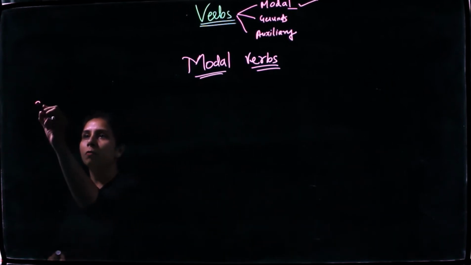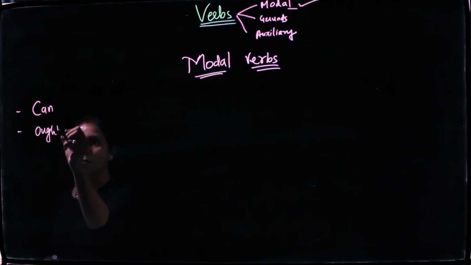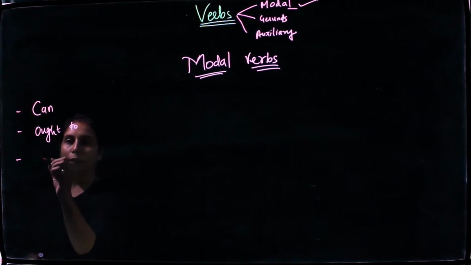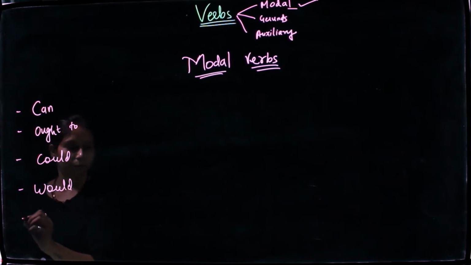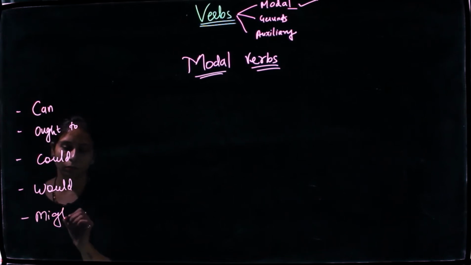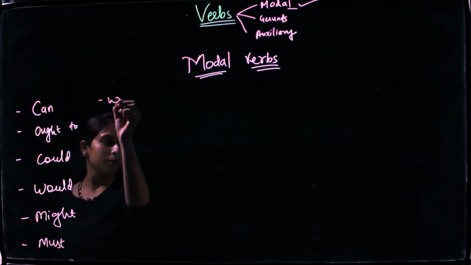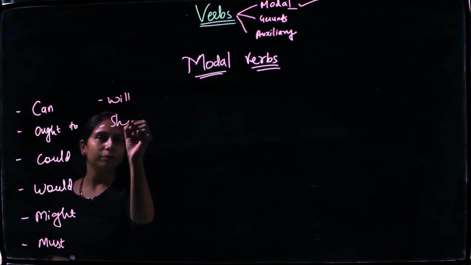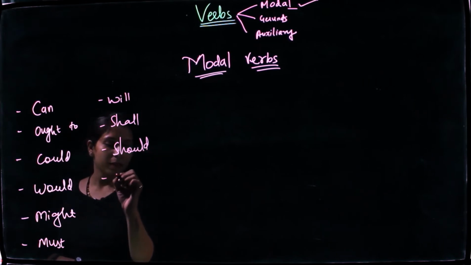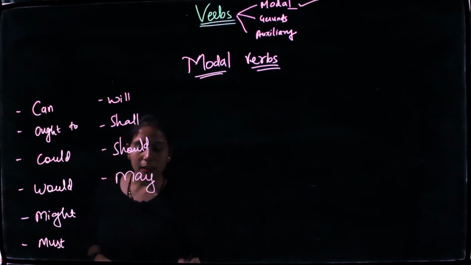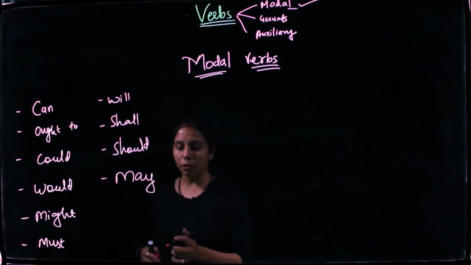Now, what are modal verbs? I would give you the words which belong to modal verbs, that is can, ought to, could, would, might, must, will, shall, should, may. These are basically modal verbs. When we use it in the sentence, we call it modal verbs.